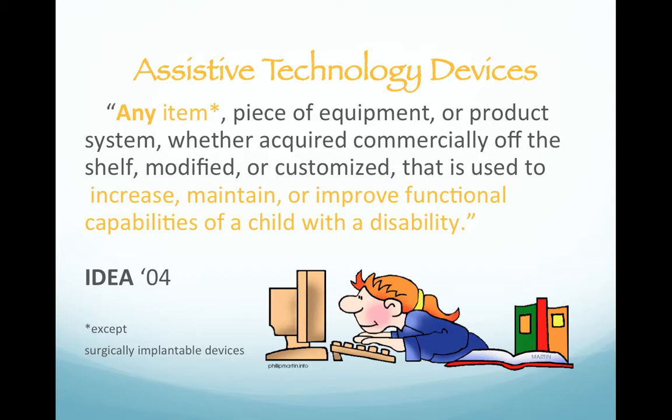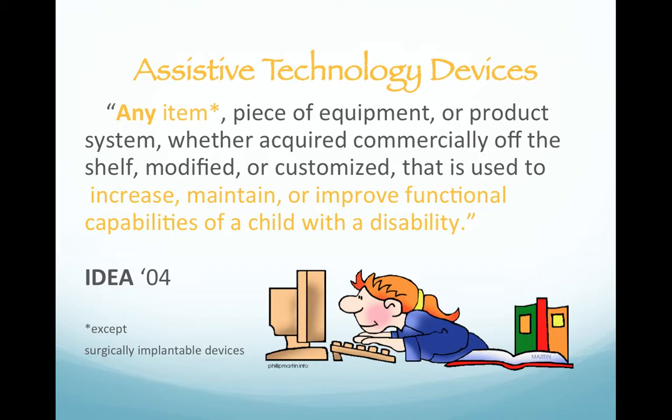Notice the asterisk. It represents surgically implantable devices, such as cochlear implants. School districts are not responsible for these types of items. As you can tell, this is a very broad definition. When the law was written, the legislators didn't want to make a list of assistive technology, as it would be too hard to keep updated.